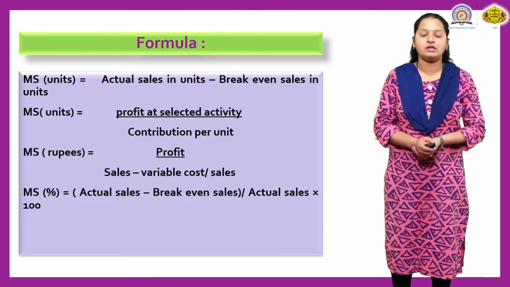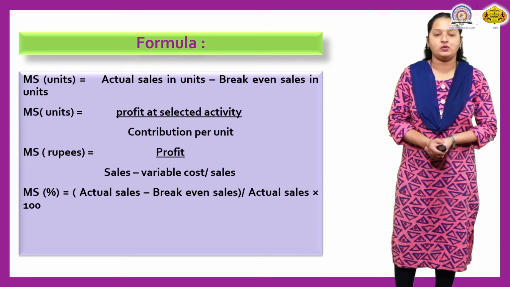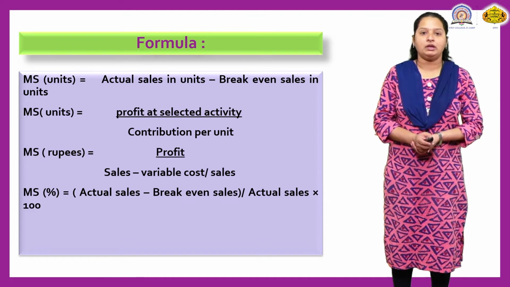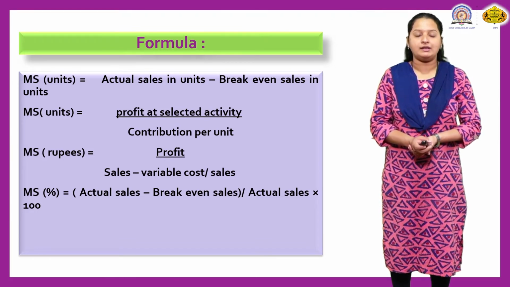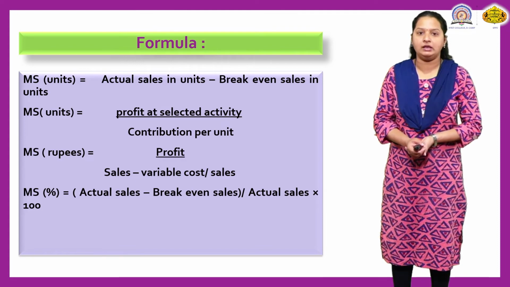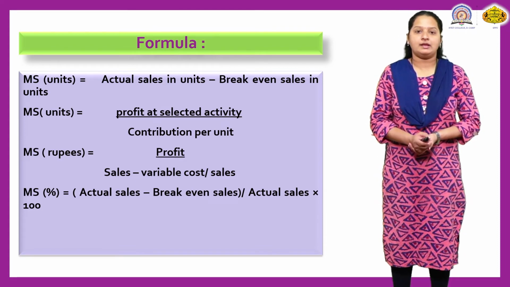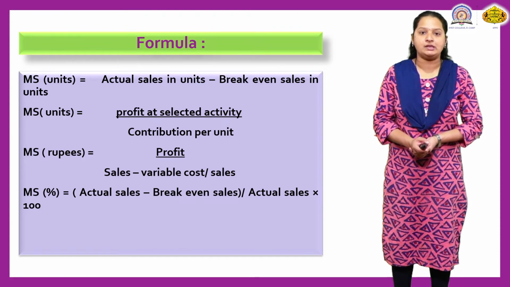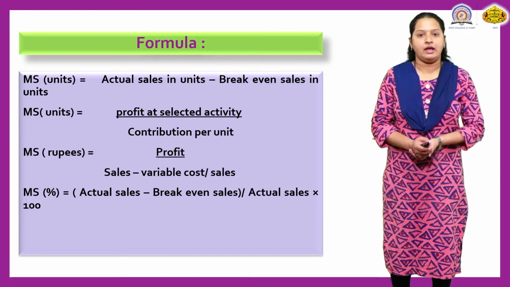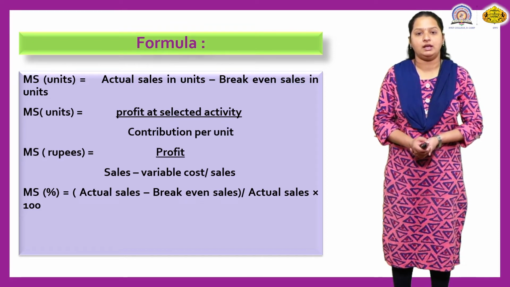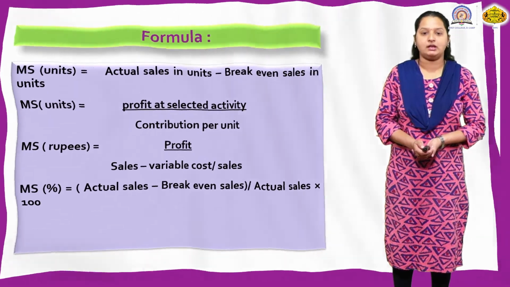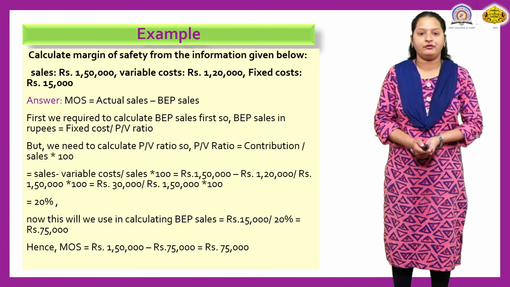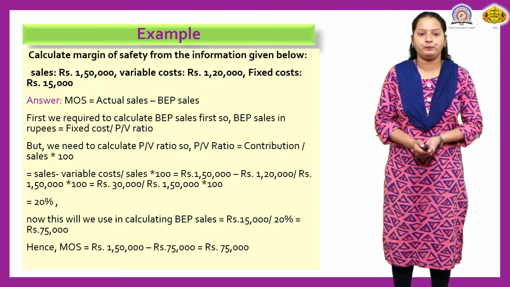For calculating MOS in percentage, the formula is actual sales minus BEP sales, upon actual sales, multiplied by 100. Let us understand how to use this formula in a particular example. While solving any example, you have to select the formula based on the figures given in the example. So, let us understand this with an example. Calculate margin of safety from the information given below.